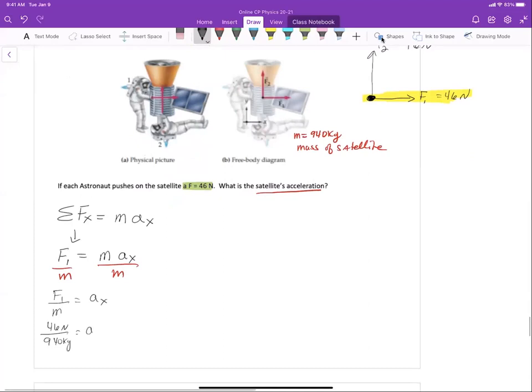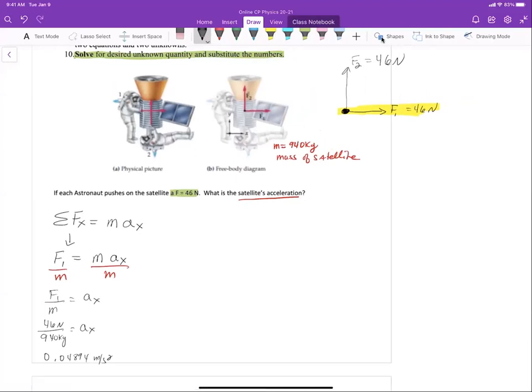That is equal to acceleration in the x direction, and that is 46 divided by 940, which gives me 0.0489. I'm not going to round right now, and you'll see why in just a minute. That's 0.0489 meters per second squared. Well, that was the acceleration in the x direction.